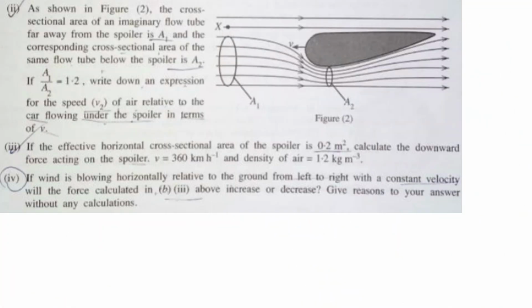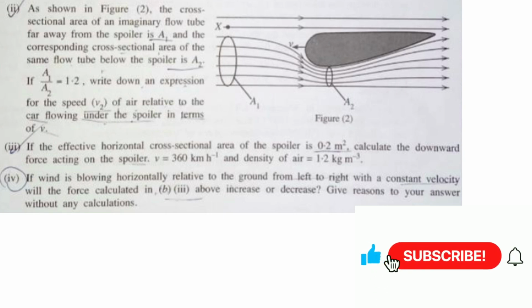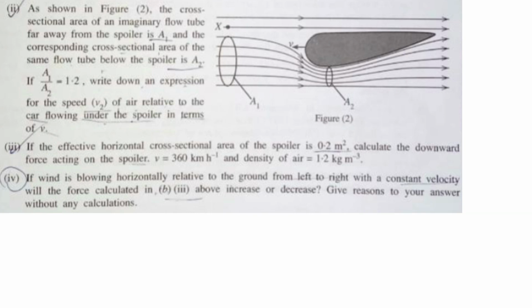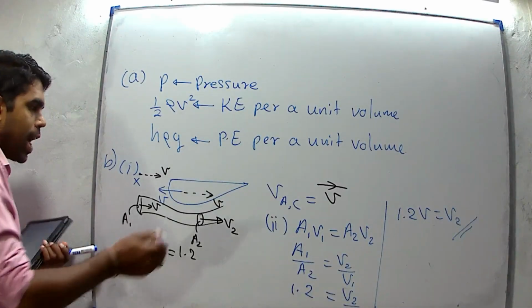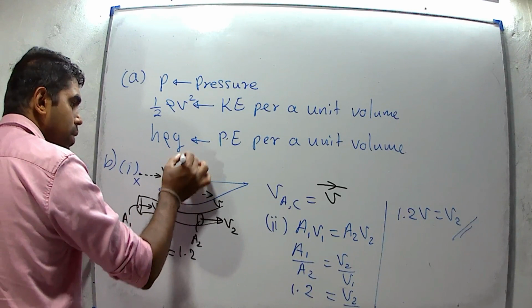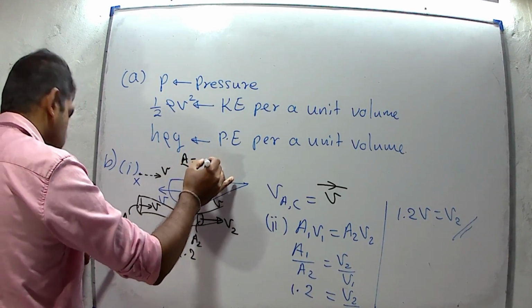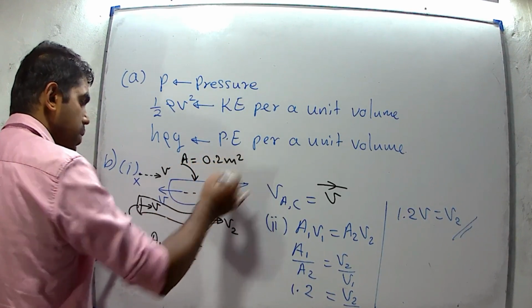Then part 3, the effective cross-sectional area. The effective horizontal cross-sectional area of the spoiler is 0.2 square meters. Calculate the downward force acting on the spoiler. V is 360 kilometers per hour and the density of air is 1.2. Effective cross-sectional area means the cross-sectional area of this part. It is given as 0.2 square meters.